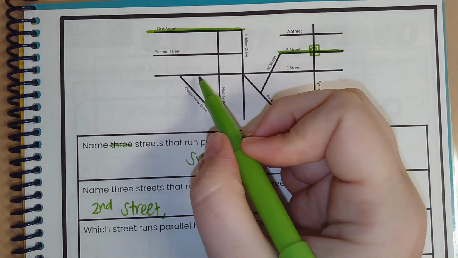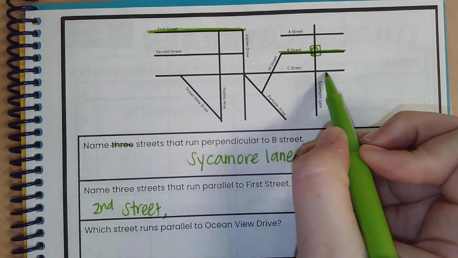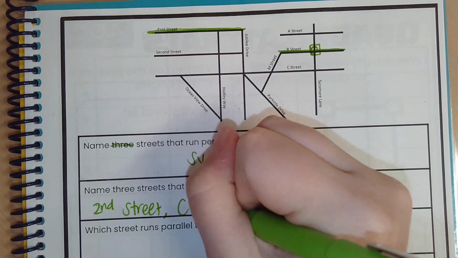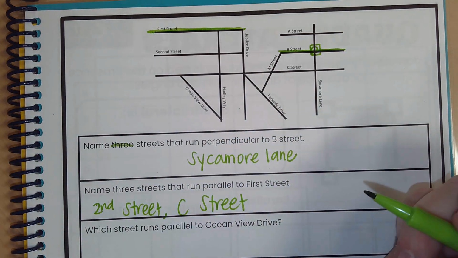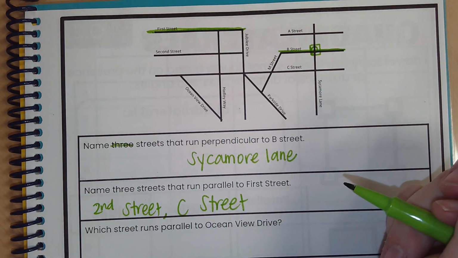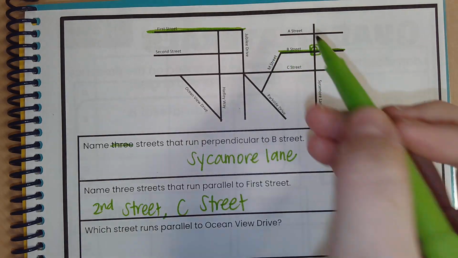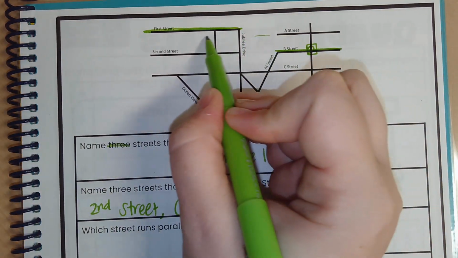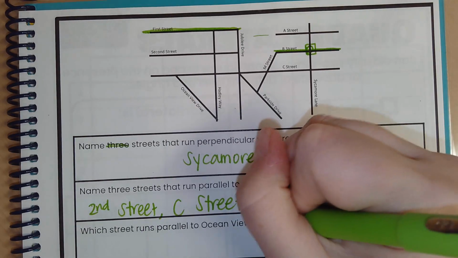Okay, another one. If we come down, let's follow this line. That becomes C Street, so that works. That is definitely parallel. And then, let's see, do we have another one? Oh, look at A. If A was to extend, it would be parallel. So let's write A Street.